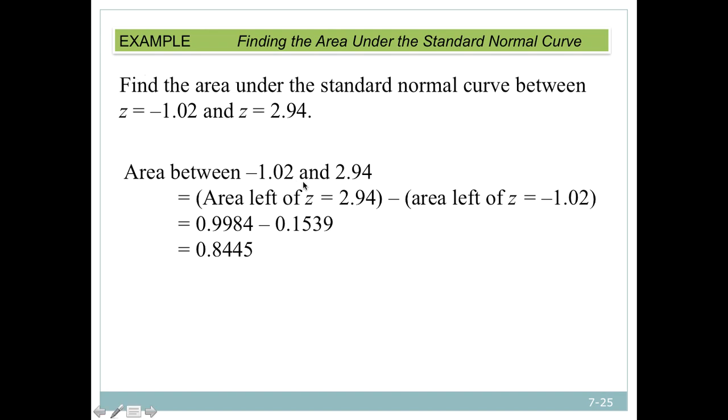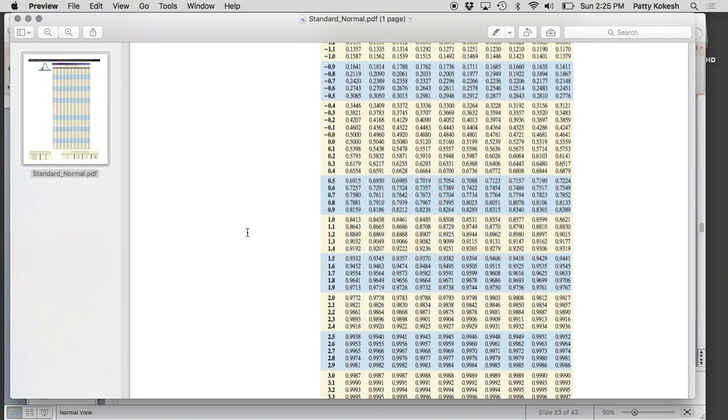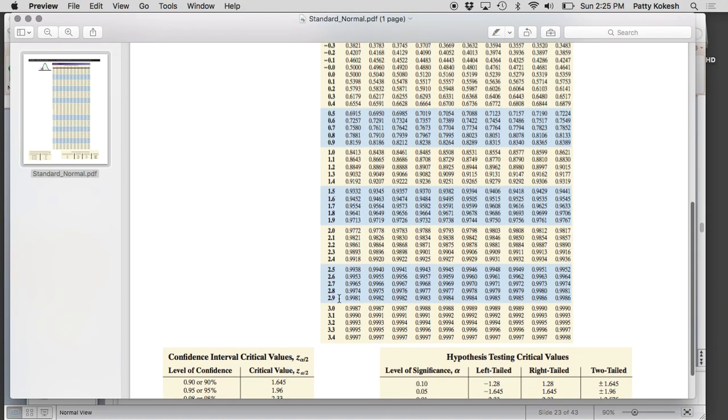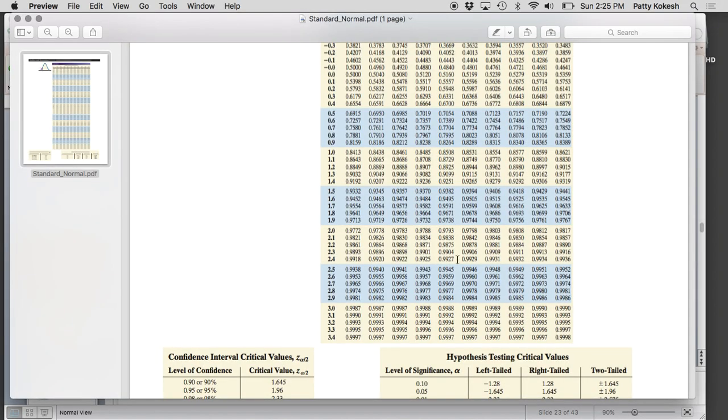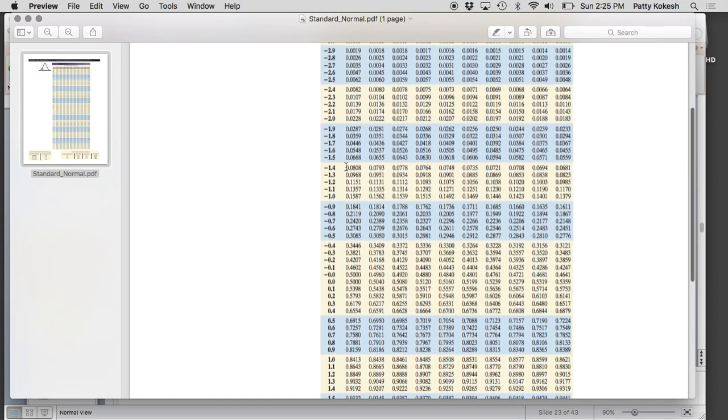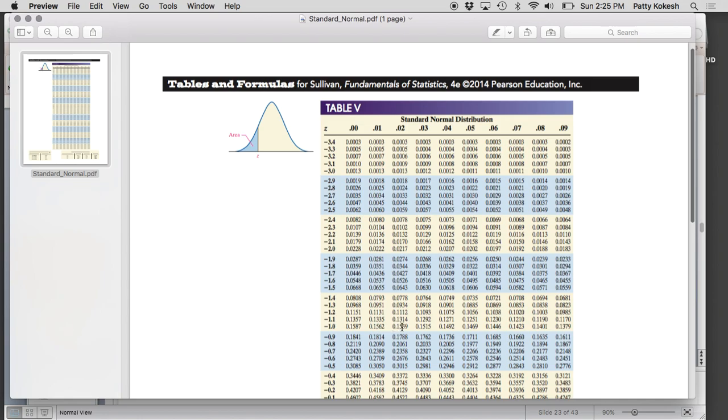Okay, so when you look up 2.94 on your table, you should get a value of 0.9984. So let me go there for a minute. For 2.94, I'm going to go to 2.9. Here's 0, 1, 2, 3, 4. So 0.9984. And when you look up negative 1.02, I go to negative 1.0 and then over to 0.02 and I get 0.1539.